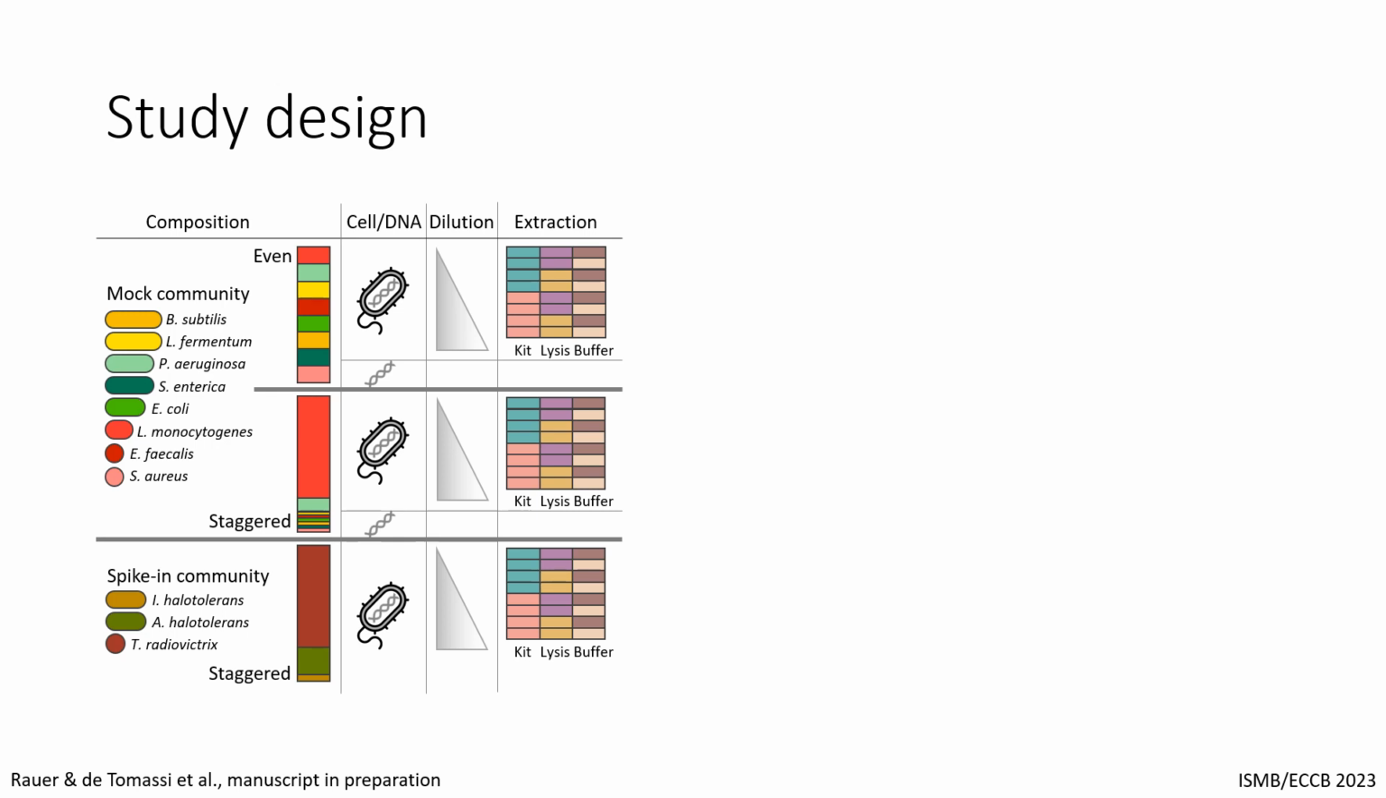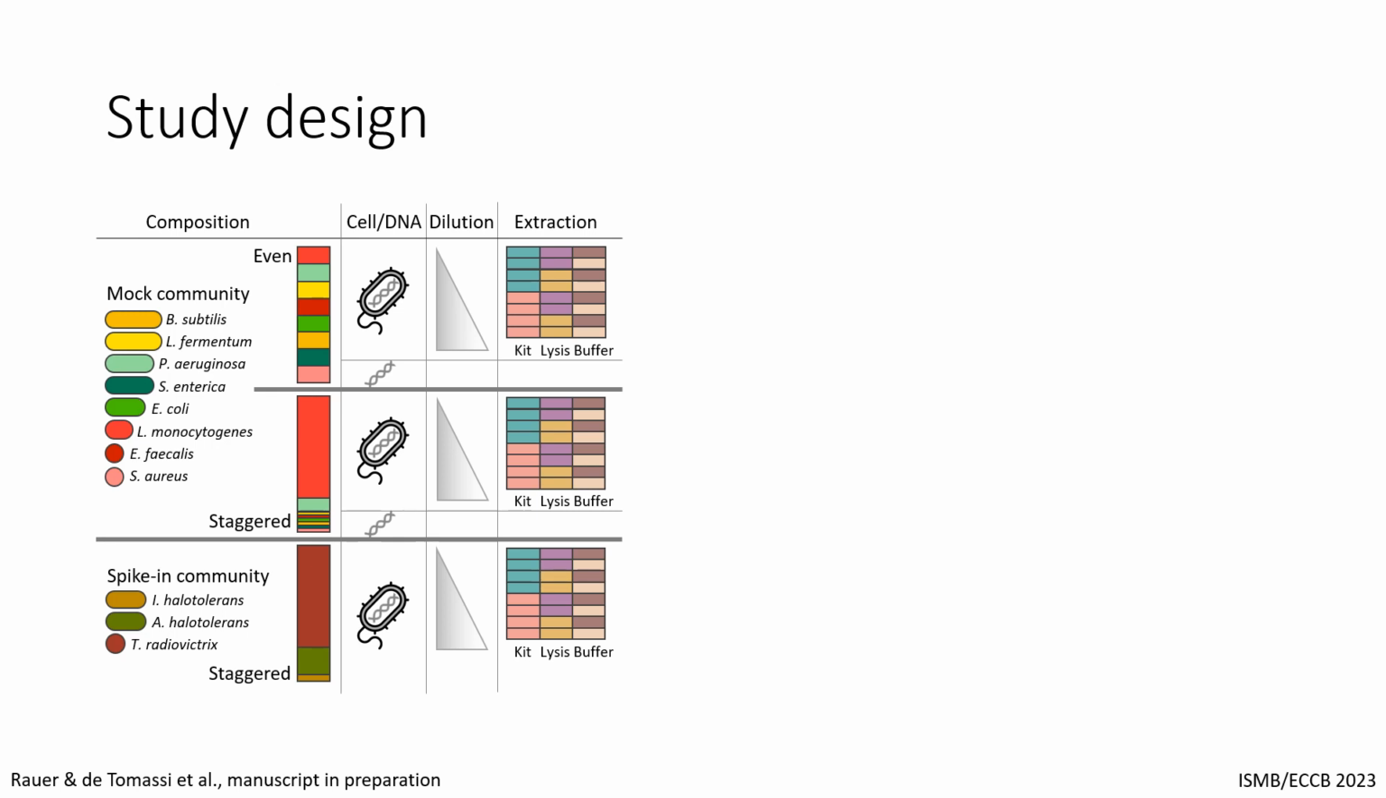To study these two biases, we built quite a complex study design, which is shown in a simplified way here. Briefly, we investigated three different mock communities: an even mock community and a staggered mock community, which have the same taxa, and also a third staggered mock community, which we call the spike-in community. Of these mock communities, we had both cell and DNA mocks, and of the cell mocks, we prepared dilution series to cover high and low biomass samples.